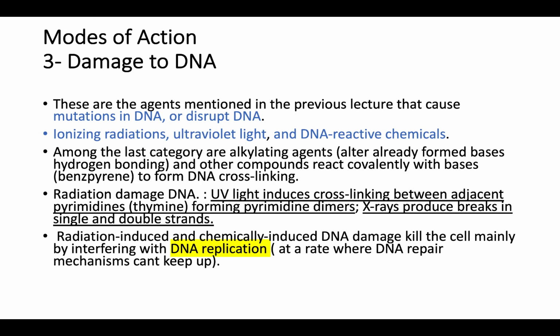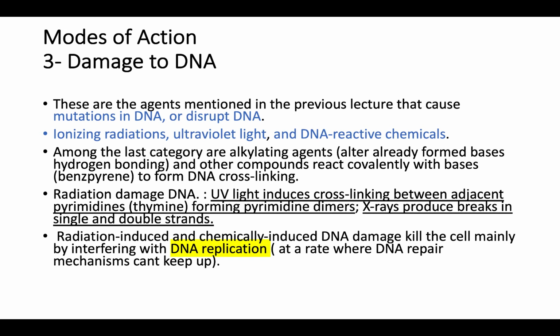Radiation damage. UV light increases cross-linking between adjacent pyrimidines, these dimers, and then you will have all these loops that make the polymerase make lots of mistakes. We talked about how that is involved in skin cancer. And X-rays also produce breaks in the single and double strands and cause DNA mutation or DNA damage.